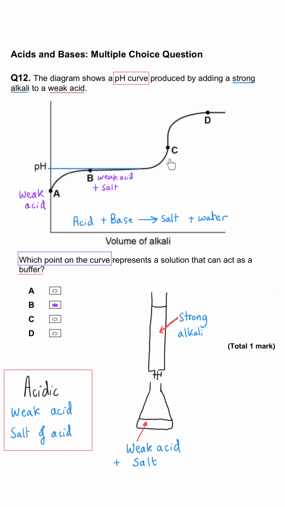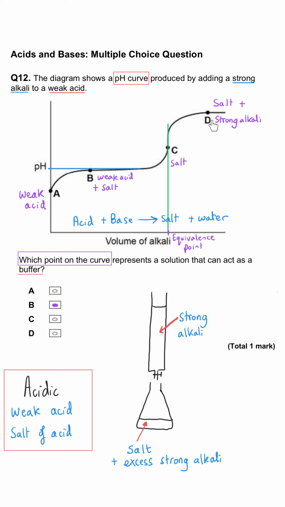C is incorrect because C is the equivalence point, and at that point all of the acid has been neutralised by the alkali, so we only have got salt at point C. Whereas D, we've got an excess of alkali, so at that point we will have some strong alkali and we will have a majority of our salts. And so B is correct.